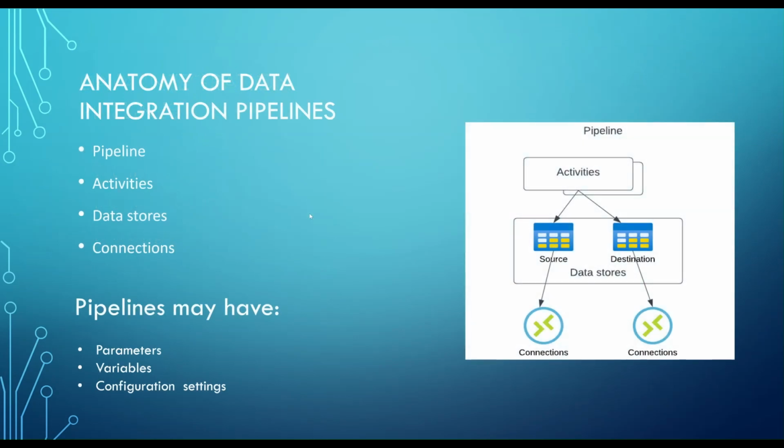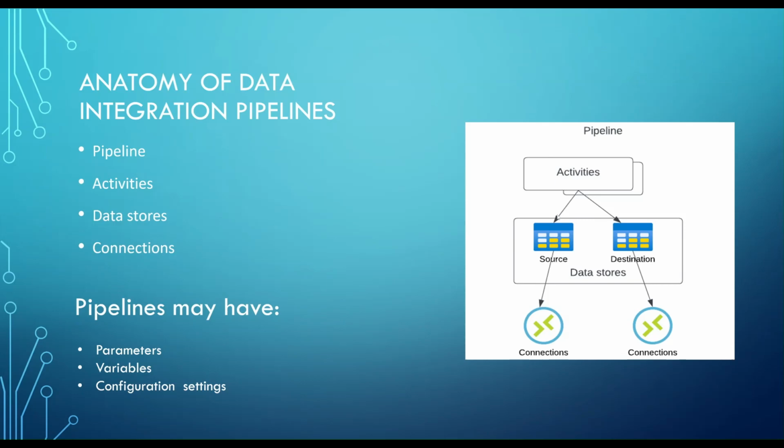So how are data integration pipelines designed? Data integration pipelines are hierarchical objects. Pipeline may contain one or more activities. Activities represent your actions. So that example could be your copy activity to move the data around, or it could be Spark notebook activity, which will contain your transformations.